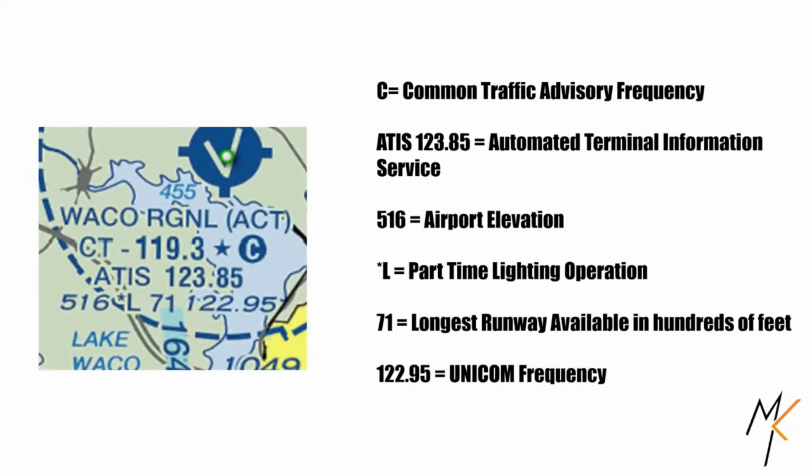The capital L with an asterisk means the airport has part-time lighting operations. The number 71 is giving you information on the longest runway available in hundreds of feet, and the frequency 122.905 is the Unicom frequency, which is used mostly for fixed base operations, or FBO for short. They are the ground service provider that can offer fuel to aircraft and taxi services if needed.